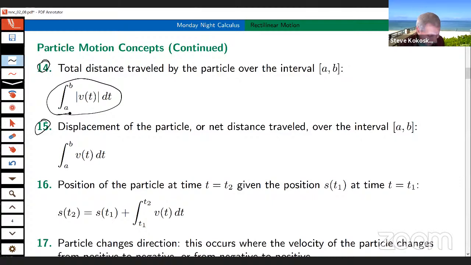So, okay. All right, the displacement of the particle, or another way to say this is the net distance traveled over an interval A to B, is just the integral of the velocity. So note the difference between 14 and 15. The displacement of the particle is just, well, how far does it move? What's its displacement over that interval? Where was it at time A? Where was it at time B? And what's that difference?